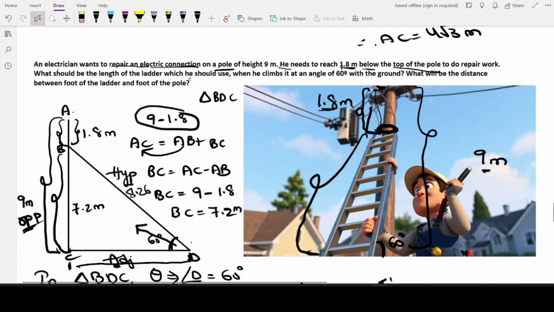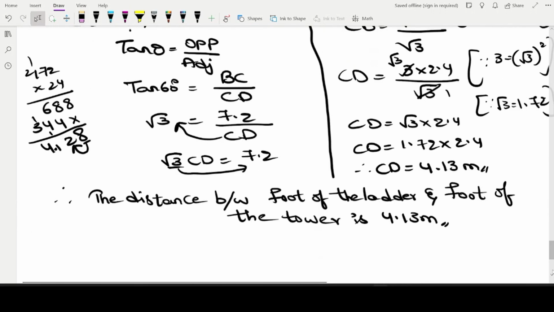So what should be the length of the ladder? It is asking us to find the length of the ladder. If he wants to project it at this point, what should be the length of the ladder? It is also asking us to find the distance between the foot of the pole and the foot of the ladder. So this would be the procedure to solve it. I hope you are clear on this problem.